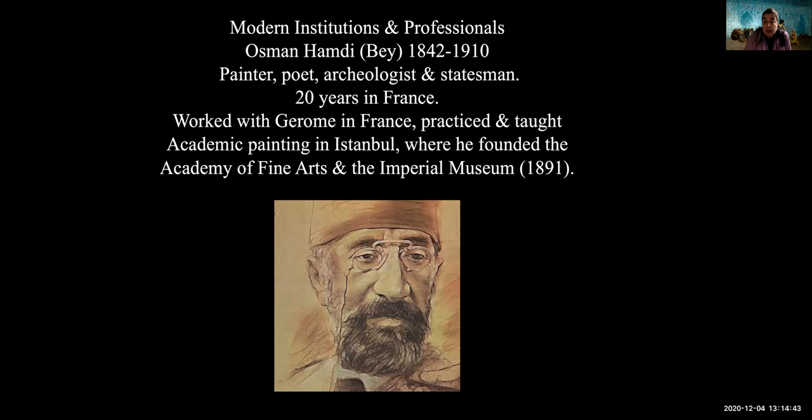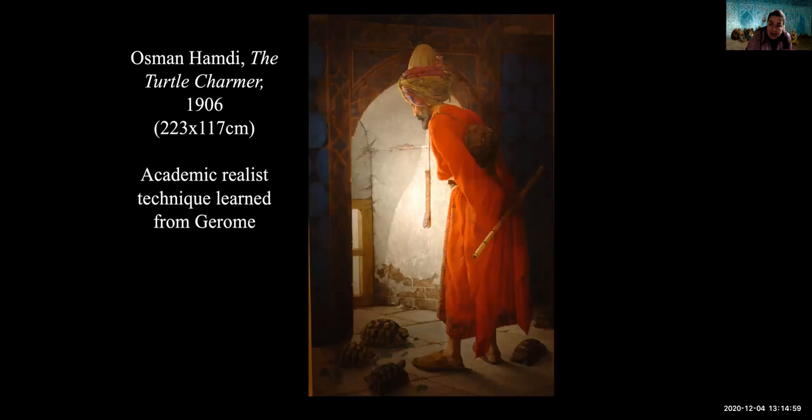So a poet, a statesman, a painter and archaeologist, which is very important for, again, setting the history of a modern state. Osman Hamdi was a very talented individual who had worked with Gérôme. And when he went back home, he painted in the style of Gérôme. So he actually has that facility of technique, the precision, the looking at details that we see, for example, in this painting that is called the Turtle Charmer.